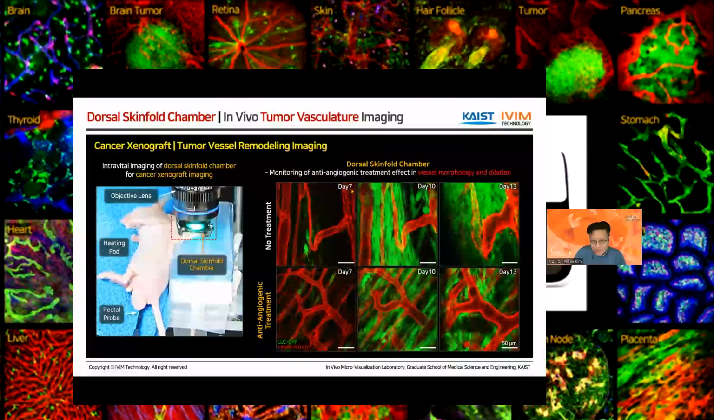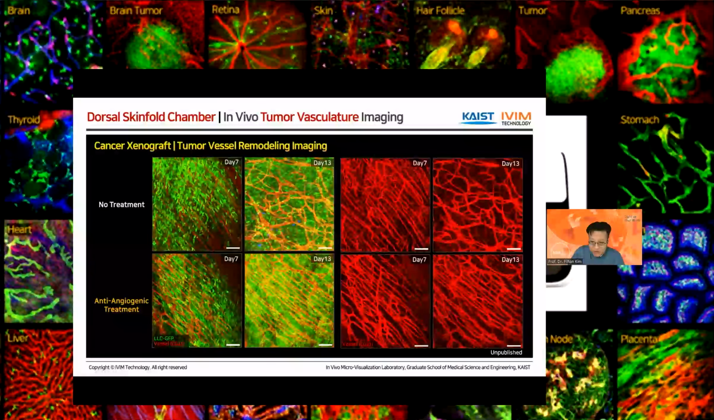So this is another example, the observation at day 7, 10, 13, and then we can find the exact same vessel with some treatment or without treatment, and then we can directly see the efficacy of this treatment. Okay, so again, this is one example, another example.